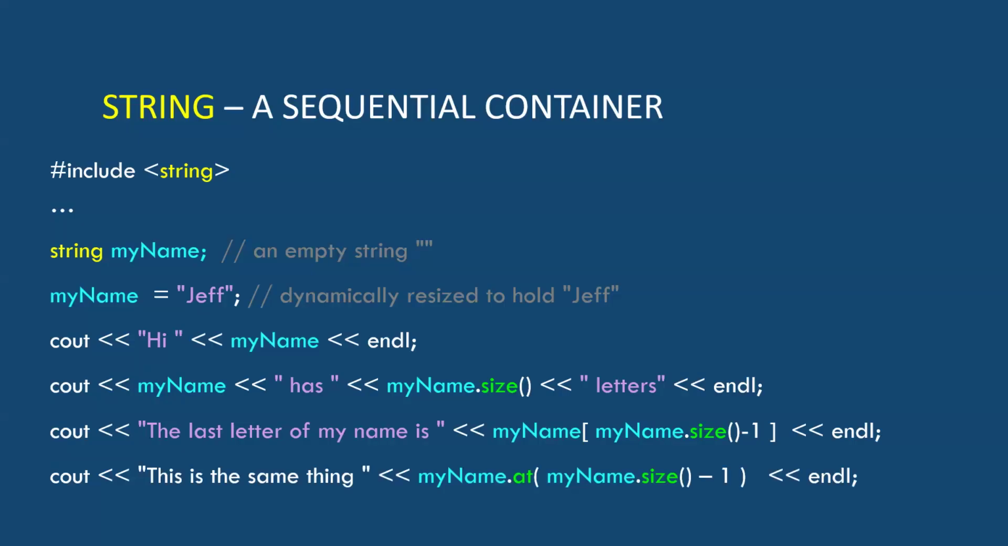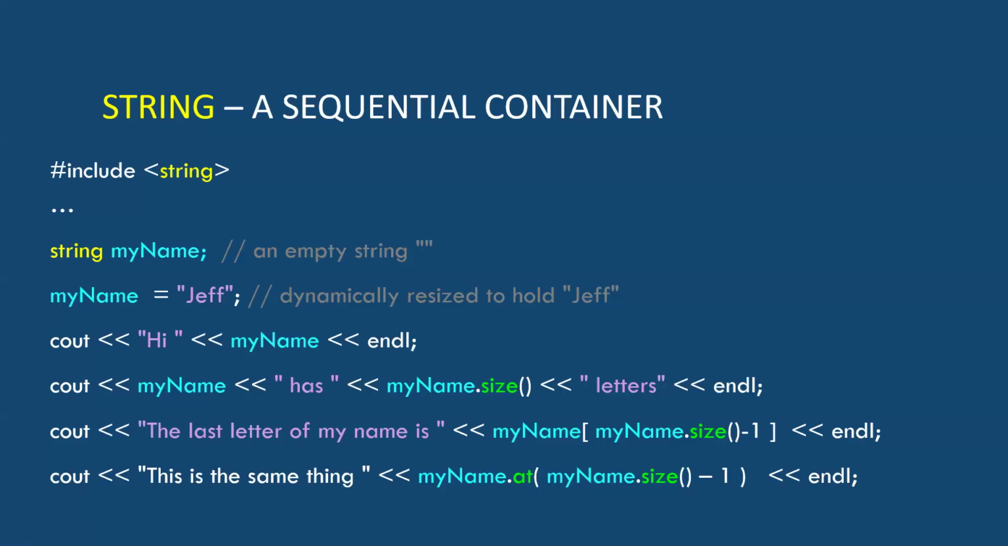Okay. So hopefully we sort of recognize the dot size is the number of things. And if we subtract one, that gives me the last position. There are other ways to get to the last character in a string if you want to dig into the other methods that these things have, but we'll tend to simplify and use that right there. We can also use the dot at instead of the square brackets.